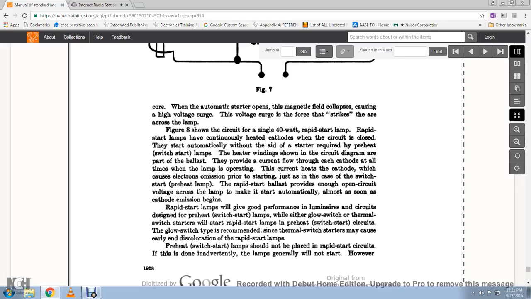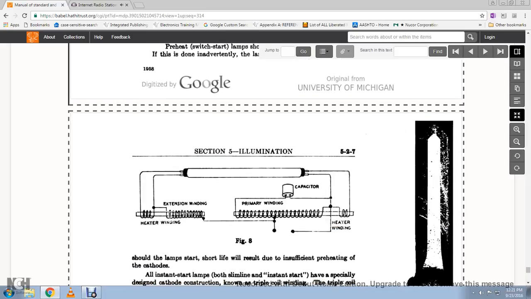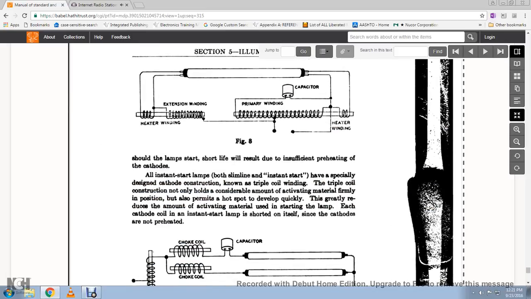Rapid start lamps will give good performance in luminaire circuits designed for preheat switch start lamps, with either glow switch or thermal switch starters. If the rapid start lamps are used in a preheat circuit, the glow switch type is recommended, since the thermal switch may cause earlier discoloration of the rapid start lamps. Preheat lamps should not be placed in rapid start circuits. The lamps generally will not start, and if they do, they will have a short life as a result of insufficient preheating of the cathodes.